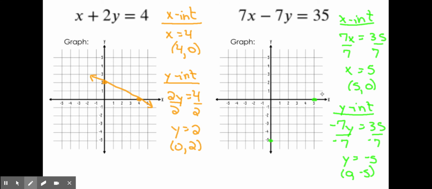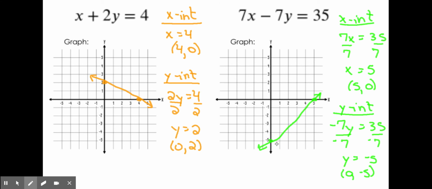So those may be, and this is not saying much, but those may be my best 2 lines yet. So I have this line, and this is the line 7x minus 7y equals 35.